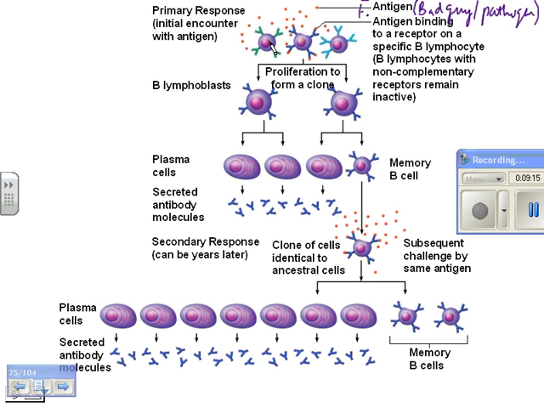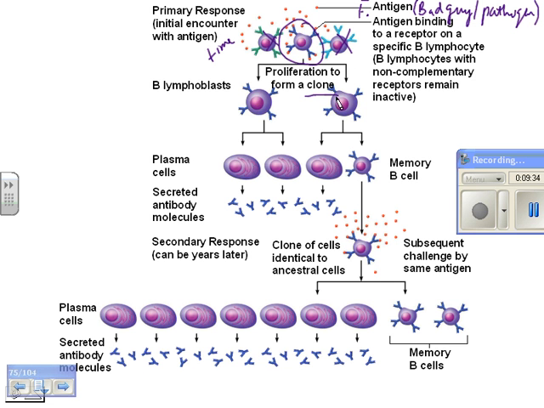Primary response, you've got a whole bunch of B cells that are going to be made, and only one of them will be the right one. So this is the part that takes time, figuring out which B cell can attack that pathogen. So that takes some time. Okay, so these aren't the right ones. This one is. It's activated.